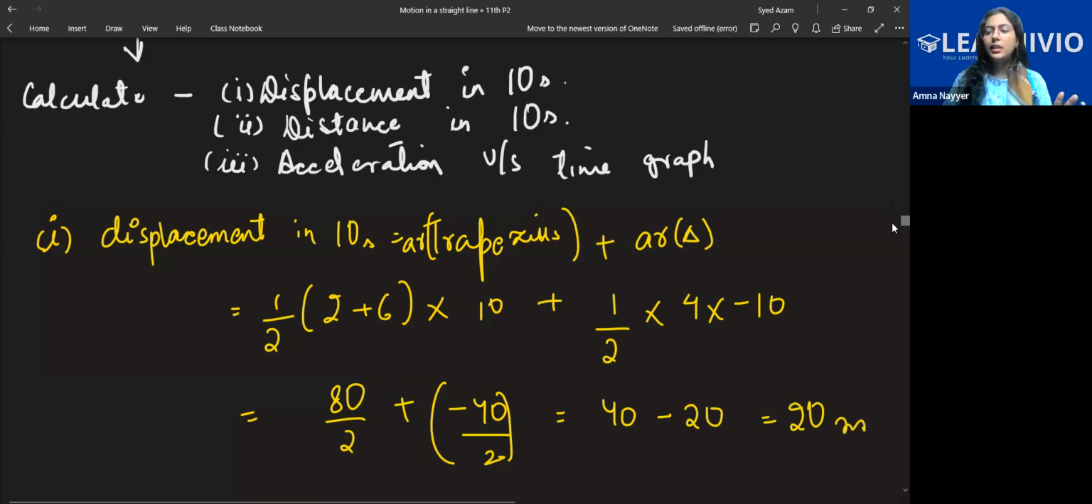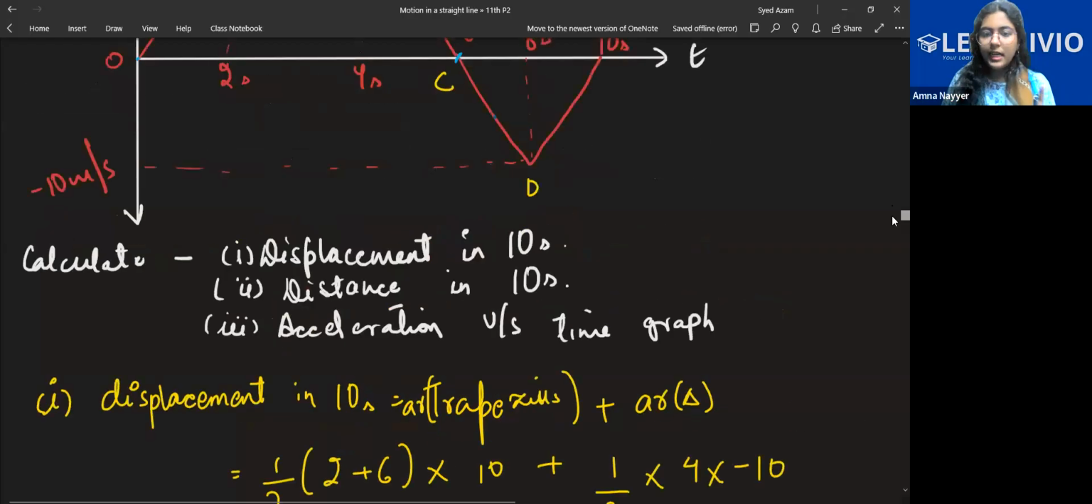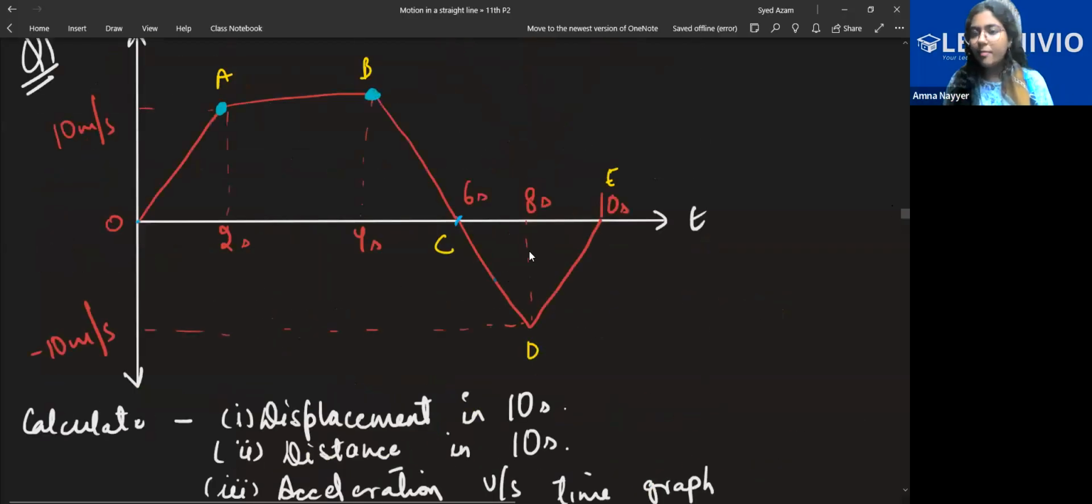Distance will be 40 meters. In distance, we are not going to consider this negative part. For distance questions, if distance comes, then this negative part of the area becomes useless for you, because this area is half into base into height. What's the area? It finally came minus 20 meters square. The area is minus 20 meters square.